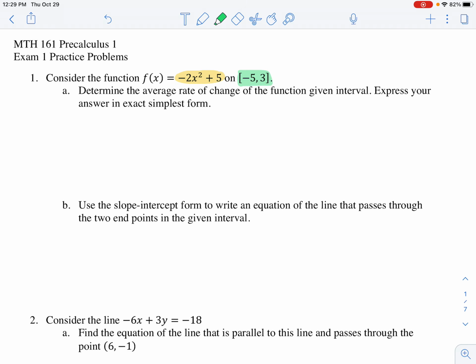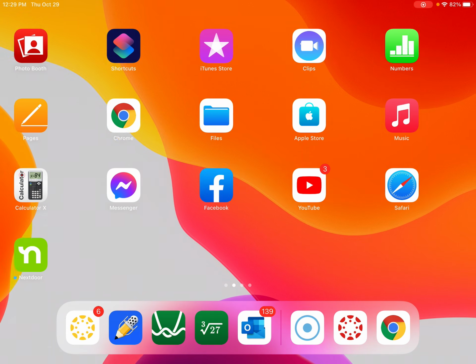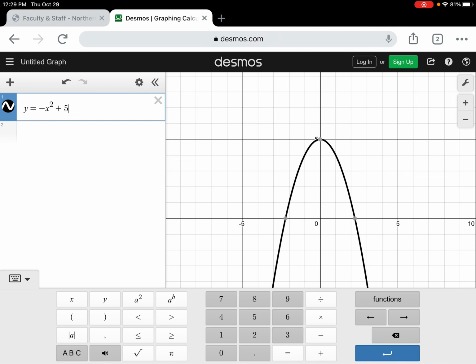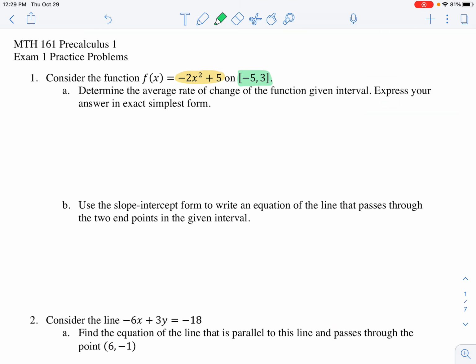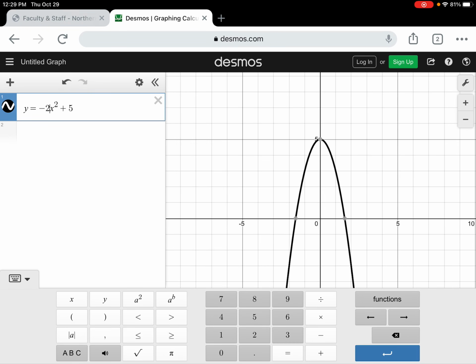So let me go ahead and graph this just to have a picture, and let you know what we are working with. But you really don't have to graph it, I just wanted to do it and show you. Let me go into a Desmos graphing calculator. I'll go y equals negative x squared, was it plus 5? Plus 5. Oh, let me double check. Negative 2x squared plus 5.